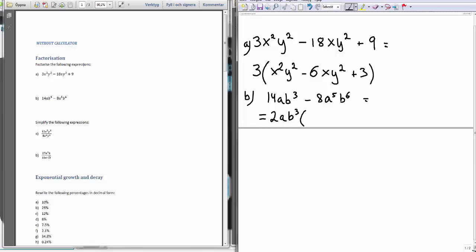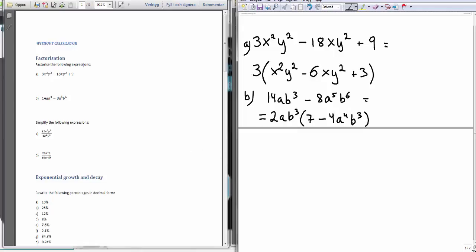So 2 times 7 is going to be 14. We already have the a and we already have the b³, so we're done to get the first term. And then minus 4, because 2 times minus 4 is minus 8. And then we already have an a, so we're missing a to the power of 4. And then we already have b to the power of 3. To get b to the power of 6, we have to add another b to the power of 3, and then we close the bracket.